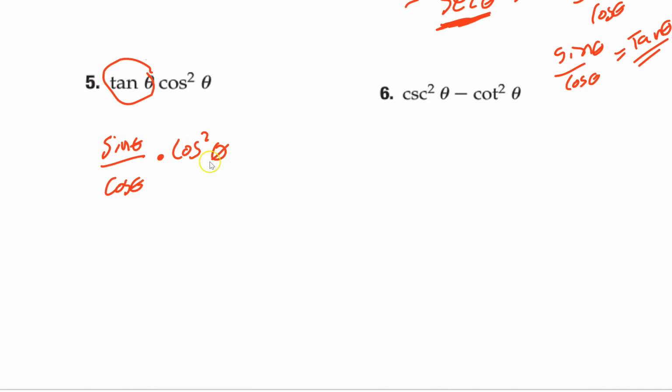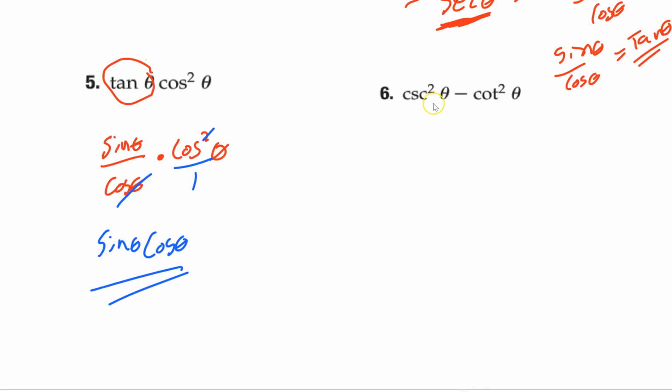And just like the one we just did, if you notice, the cosines are going to cancel out. This is cosine over 1. This cancels with this, and I just get sine theta cosine theta. That's really all I could do. Now we're getting to a tough one. Cosecant squared minus cotan squared.